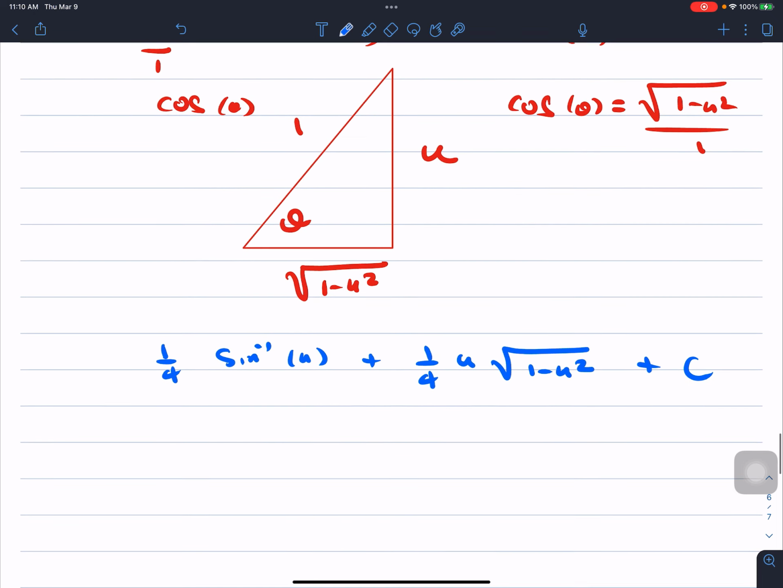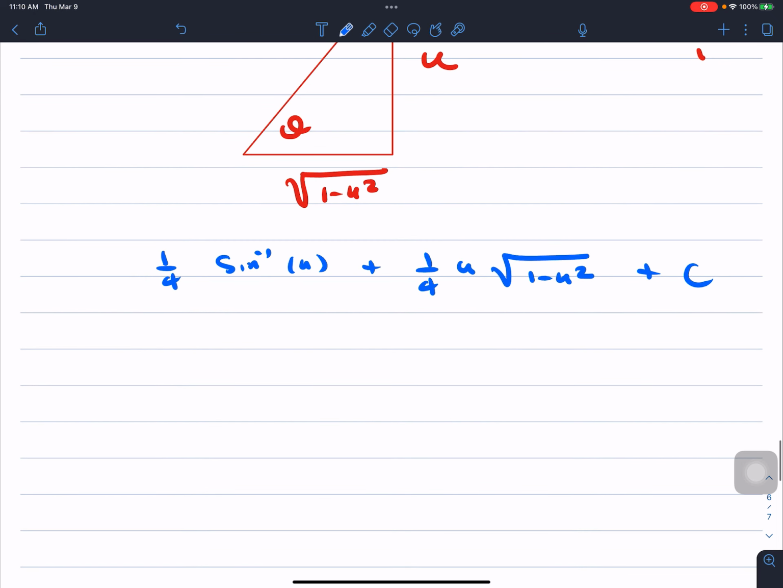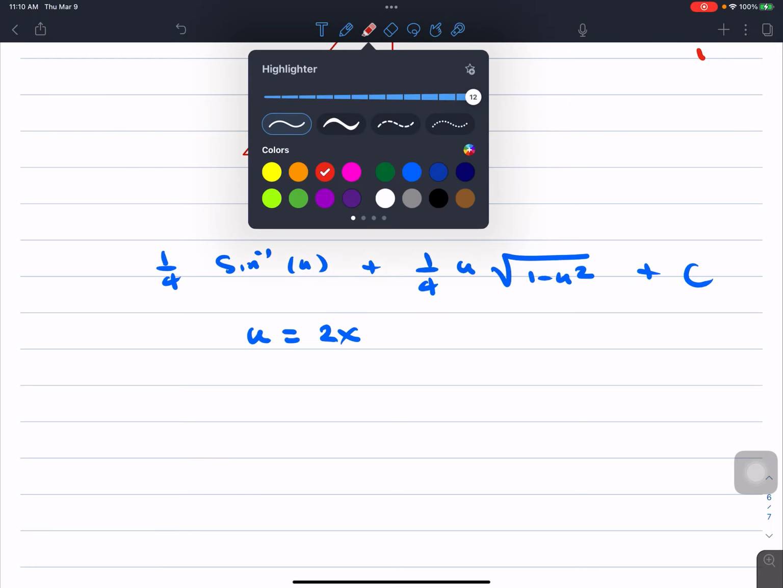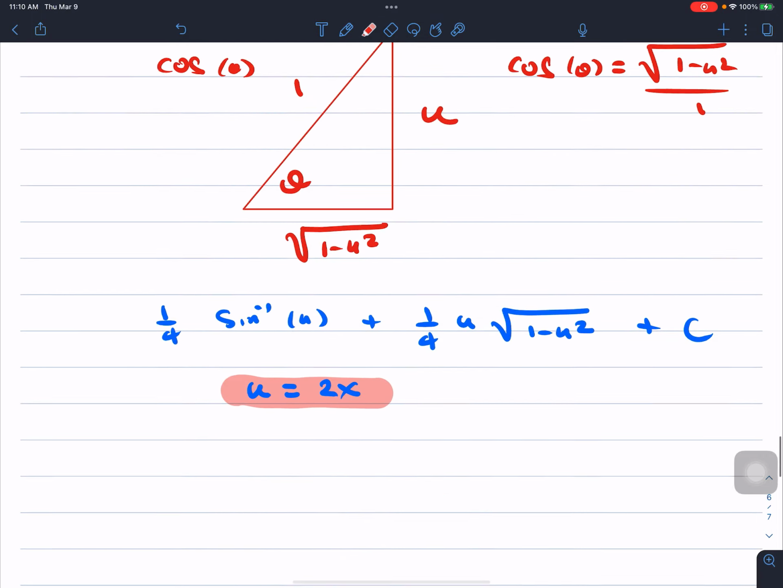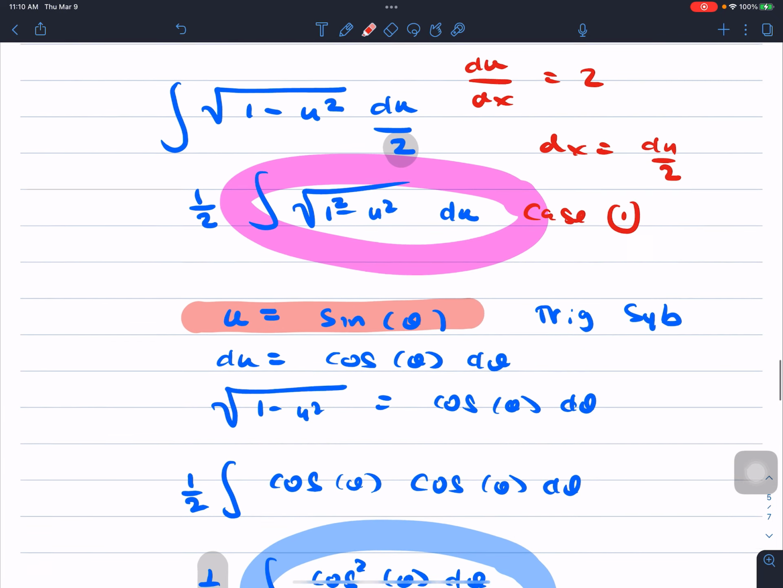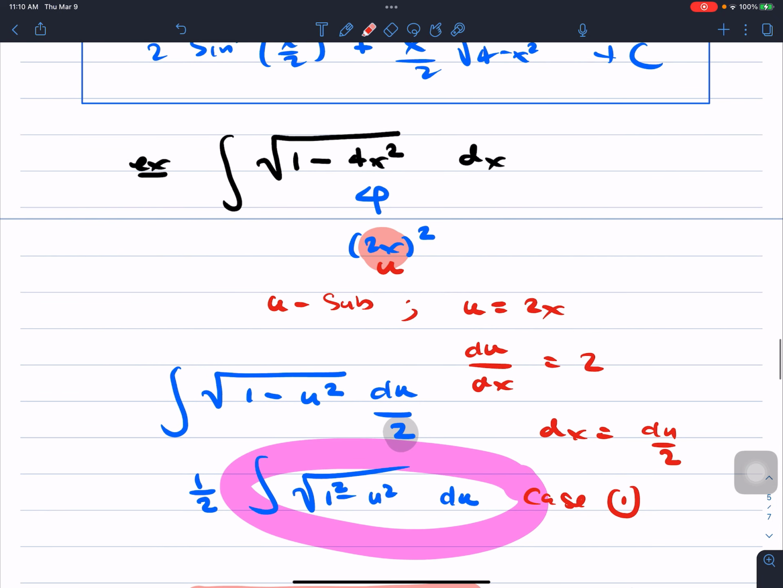But be careful, this was u sub to begin with. What did you guys remember? What was our u again? 2x. Is that true? Wasn't u 2x to begin with? Go back. This was originally a u sub question. U was what? 2x.